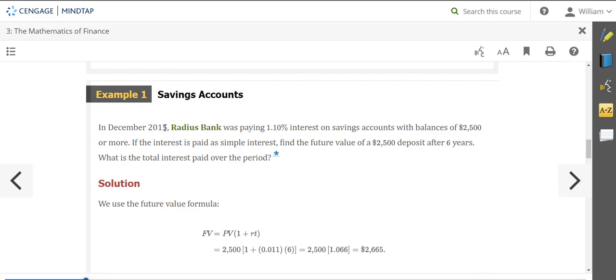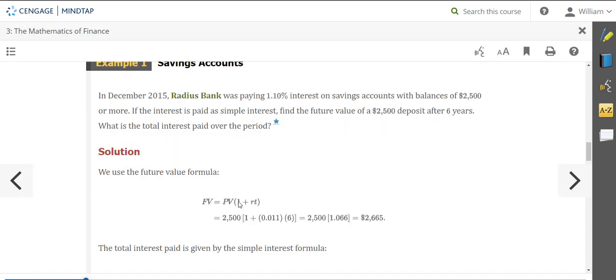Okay, let's take a look at this one. In December 2015, Radius Bank was paying this amount of interest, so a little bit more than 1%, on a savings account that had a balance of $2,500 or more. If the interest is paid as simple interest, find the future value of a $2,500 deposit after 6 years. And what is the total interest paid over the period?